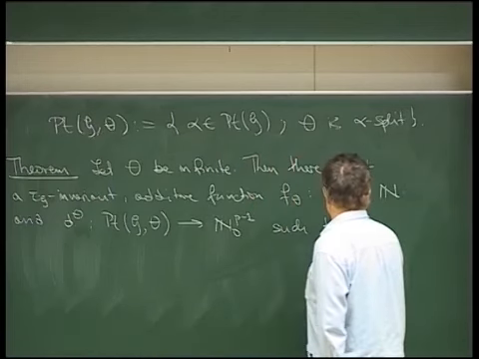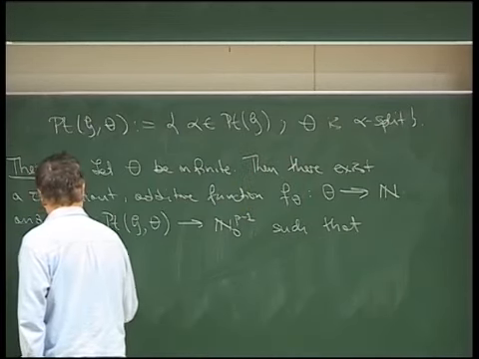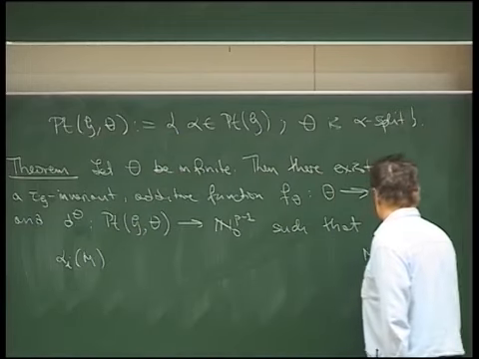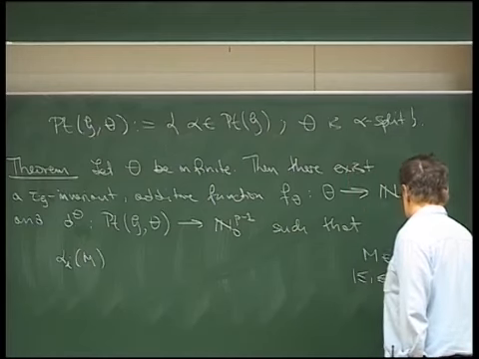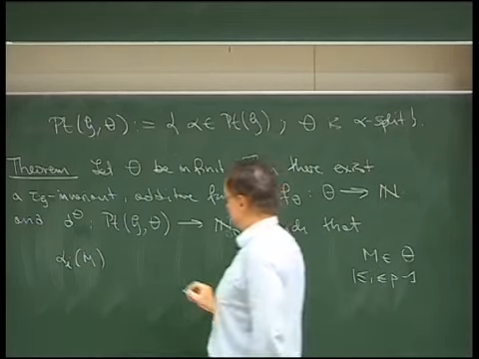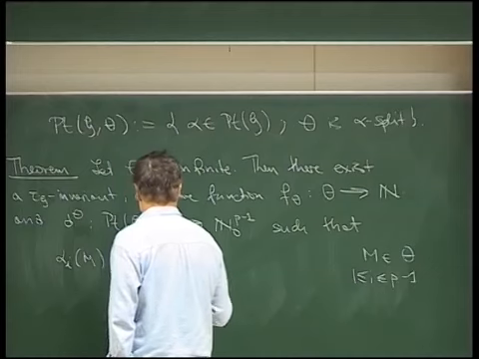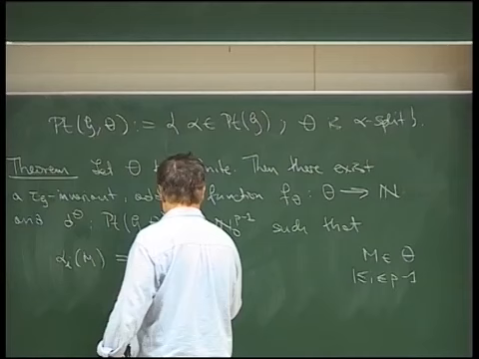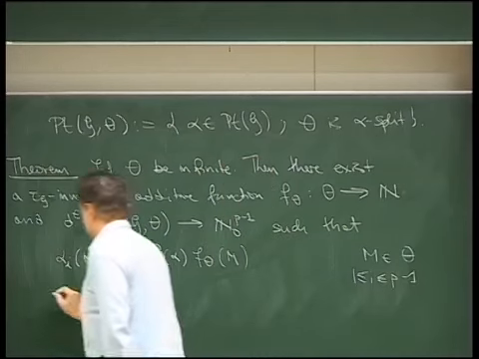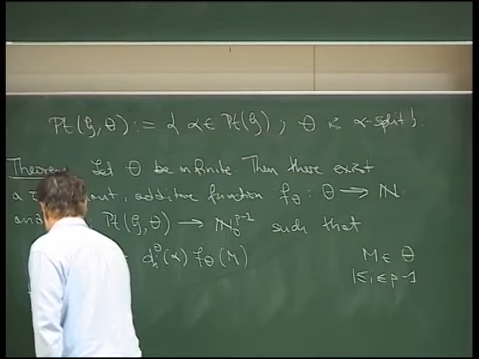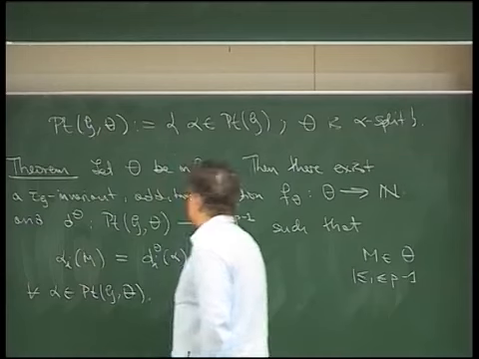such that if you take alpha I of m for some m in theta and for some I between 1 and p minus 1, then this is just di theta of alpha times f theta of m, for all alpha in this set.